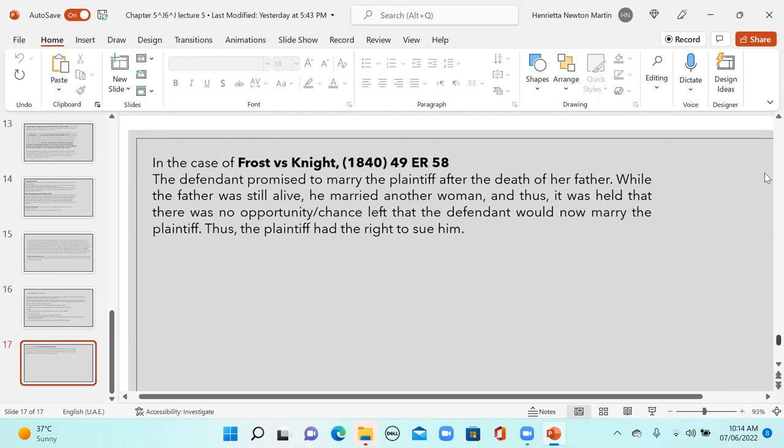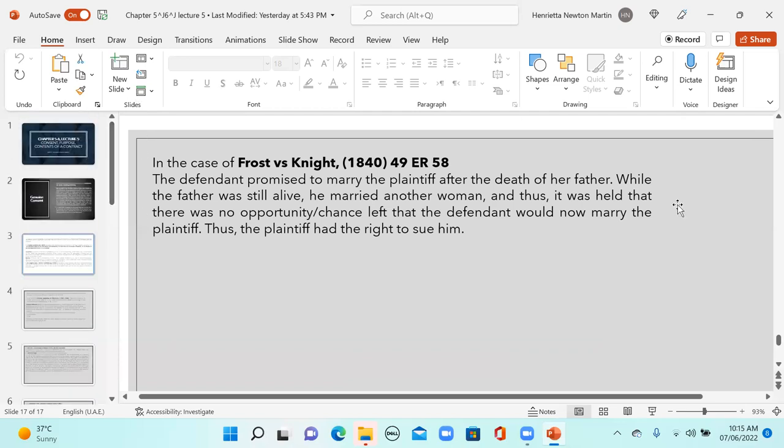For this, there is a case, Frost versus Knight, 1840. Here, the defendant promised to marry the plaintiff after the death of her father. He said that when your father dies, I'll marry you. While the father was still alive, this man went and married another woman. Thus it was held that there was no chance left that the defendant would now marry the plaintiff. So the plaintiff decided to sue him because there was a contingent contract here. Upon the death of the father, the defendant had to marry the plaintiff, but he married someone else, he broke the contract, and the lady was entitled to sue him. So this is an example of a contingent contract.